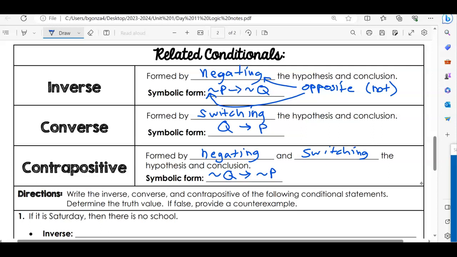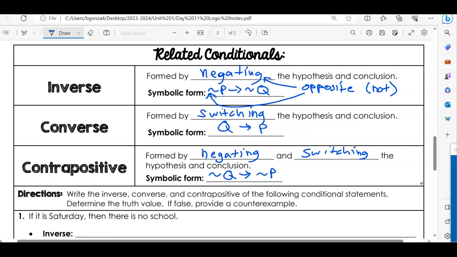Okay, so if I'm Mr. G, then I'm cool becomes if I'm not Mr. G, then I'm not cool. Same order, you just kind of make it opposite. And the easiest way to make an opposite is to say not. Okay? That's good. Let's recap.